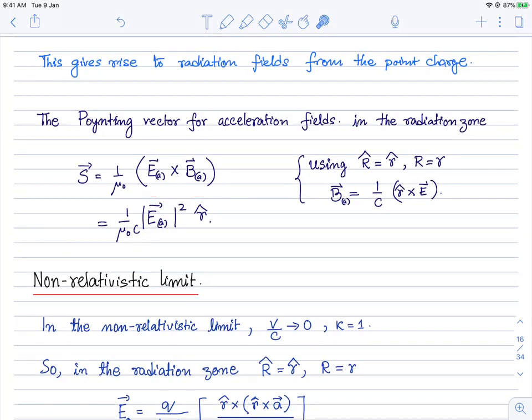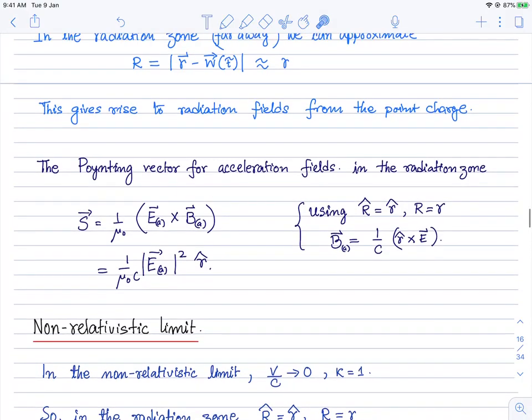So essentially, the Poynting vector has the same form as we saw for electromagnetic radiation. It is 1 over mu naught c times the electric field magnitude squared times r hat. So it is directed along the r hat direction, because there exists this relation between electric and magnetic fields, and both the electric and magnetic fields are perpendicular to the r hat direction in the region far, far away.